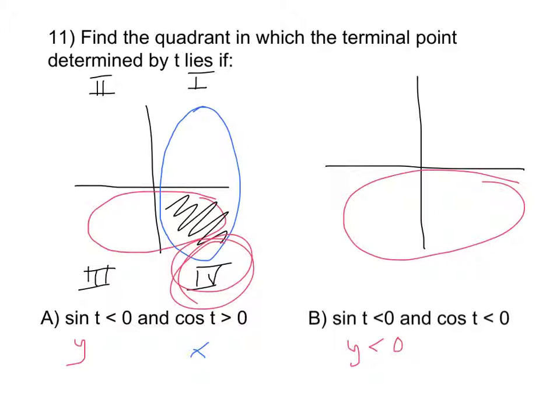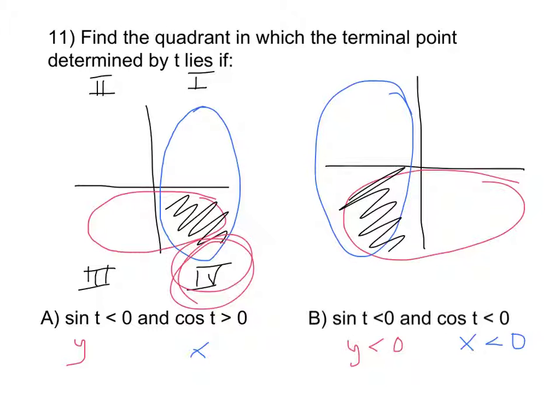If cosine of t is less than 0, cosine is the x-coordinate, so I'm interested in where the x-coordinates are less than 0. Negative x-coordinates happen on this side of the graph. And so if I'm looking for a place where both the sine and the cosine are negative, I'm looking here in quadrant 3, which is my solution to part B.